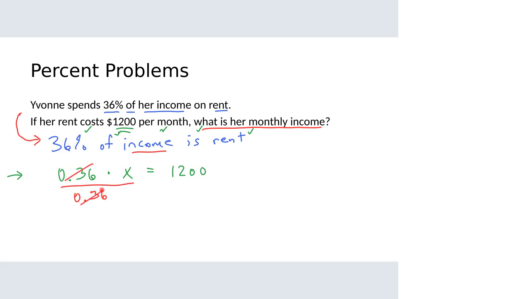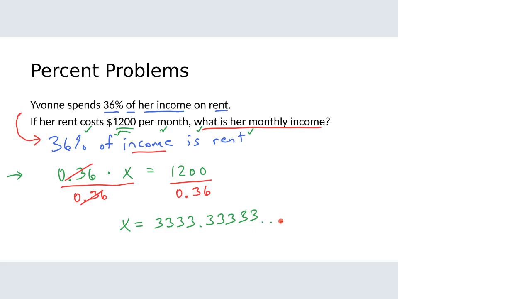That'll get these to cancel and leave just the x. If I divide by 0.36 on the left, I'm going to divide by 0.36 on the right. What that does is that leaves me just an x on the left, and 1,200 divided by 0.36 is $3,333, and then a whole bunch of threes repeating. It says, what is her monthly income? And I can see it there.